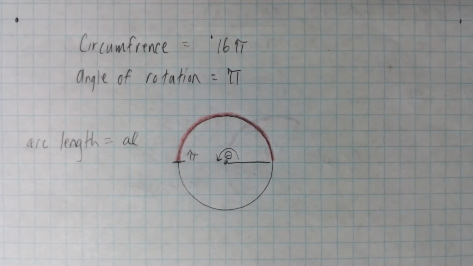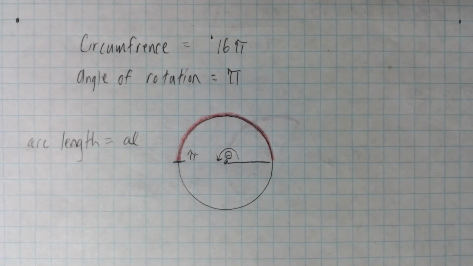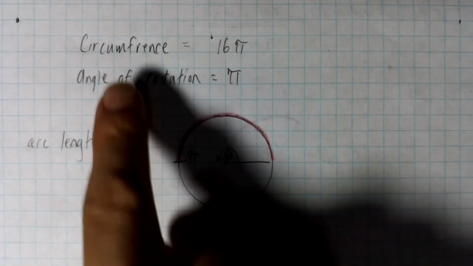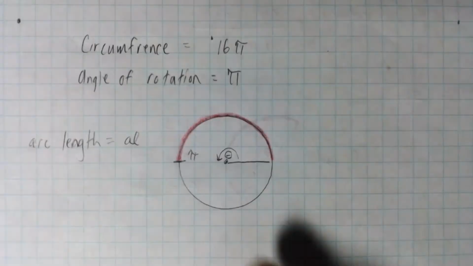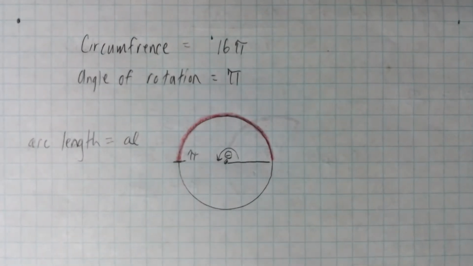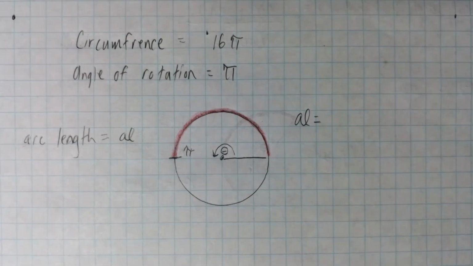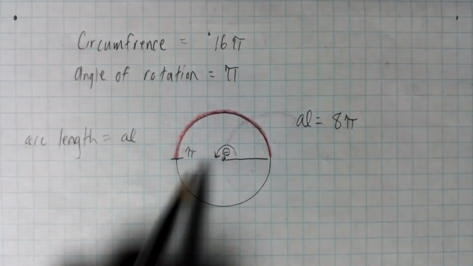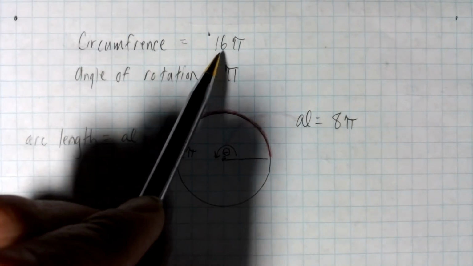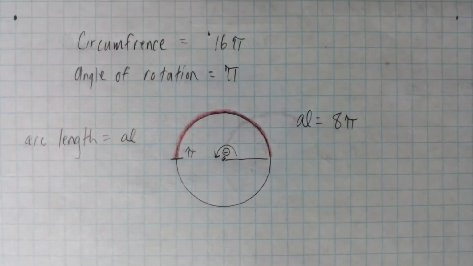Now, just looking at it, here's where the intuitive part of this question comes. Knowing that the entire circumference is 16 pi, and seeing that my arc only goes halfway around the circle, I should be able to conclude that the arc length is half of the entire circumference, which is 16 pi, so I get 8 pi for the arc length.